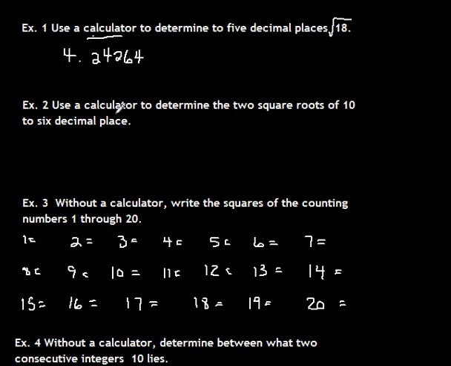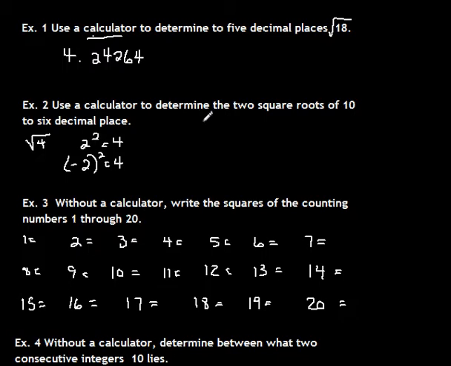Okay, this one says use a calculator to determine the 2 square roots. So if it says 2 square roots, we're going to have 2 answers. We're going to have a positive and a negative one. Like if I had the square root of 4, I told you before there's 2 answers. You could either get 2 squared gives you 4, or negative 2 squared gives you 4. Usually we're just going to get the positive square roots unless they say so for right now.